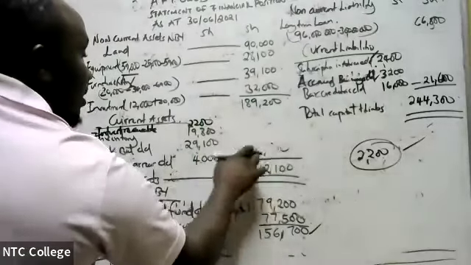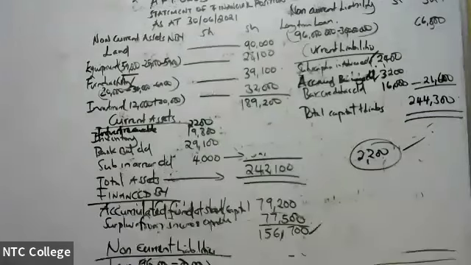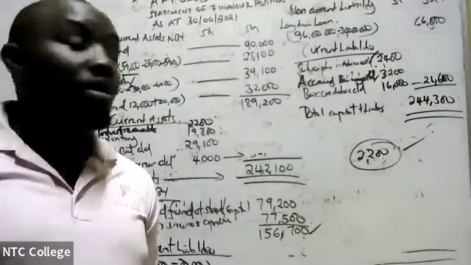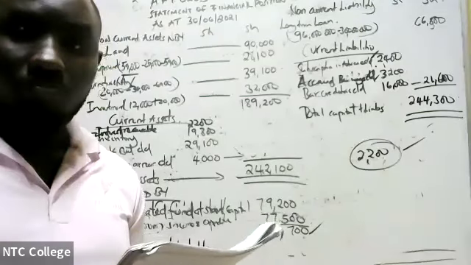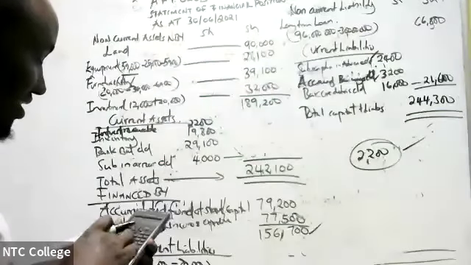So what is the total upper? When you add that, ngapi? Hiyo ni ngapi, Joseph? Hiyo ni ngapi? 244,300. You people, munaniangusha. Wananiangusha sana. 55,100. Give me those figures. 55,100.